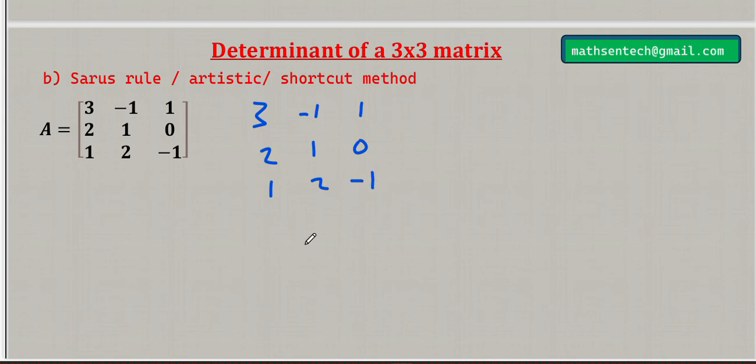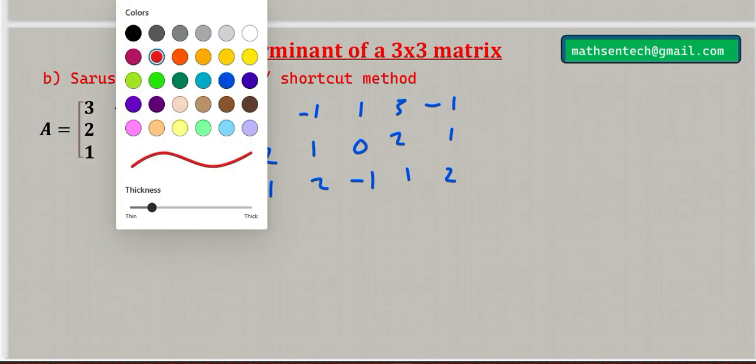You add the first 2 columns. So the first column is here. So I'll add now 3, 2, 1, and add the second column, which is negative 1, 1, 2. So now we have formed another matrix from the original one. So let me just use a different color now.